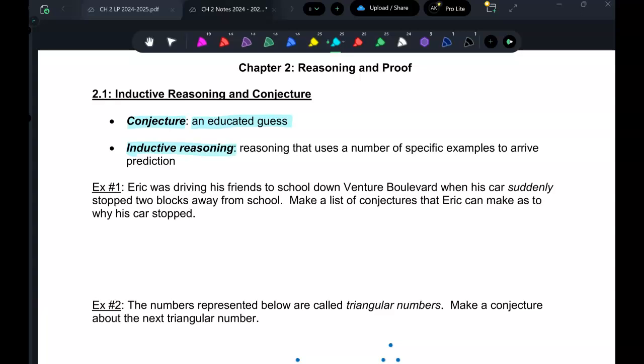Okay, so we do two different types of reasoning in geometry. One is called inductive reasoning. The other is deductive reasoning. Most of what we're going to do in geometry is deductive reasoning. Deductive is where you base it on definitions and theorems. Inductive reasoning is basically looking at a number of examples to make a prediction. Often, inductive reasoning is used in like a science class.